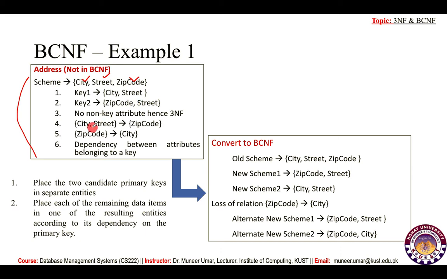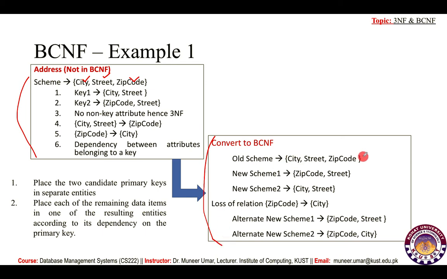The composite of city and street determines the zip code. The zip code itself determines the city. So there is some sort of dependency between attributes belonging to a key. So how will we convert this into a new scheme? Actually, we will have multiple tables for this.